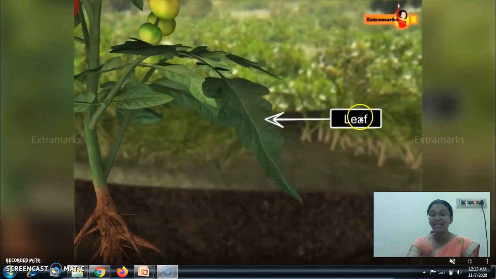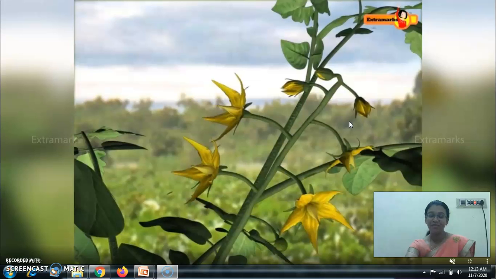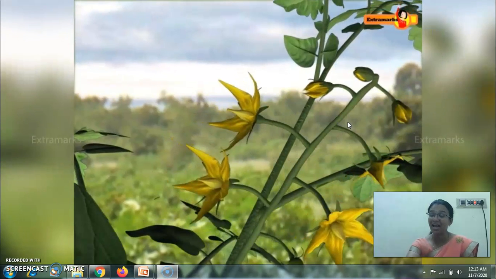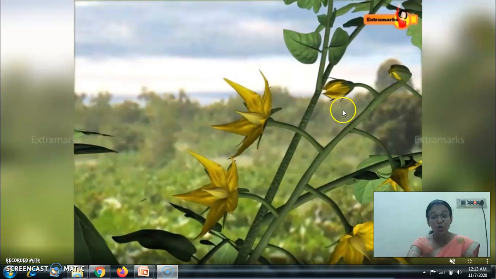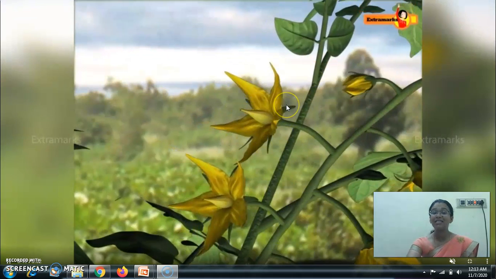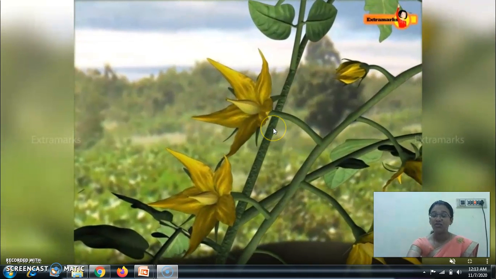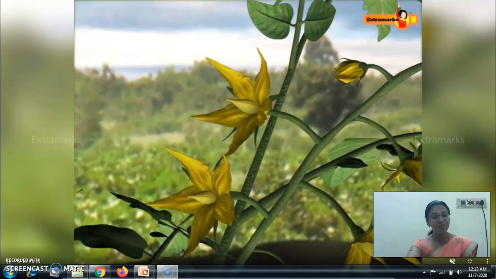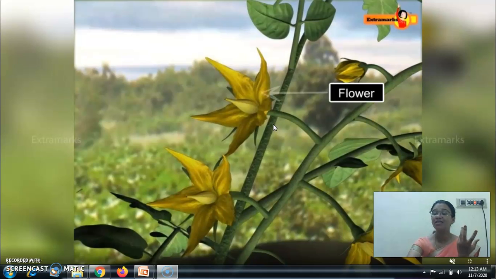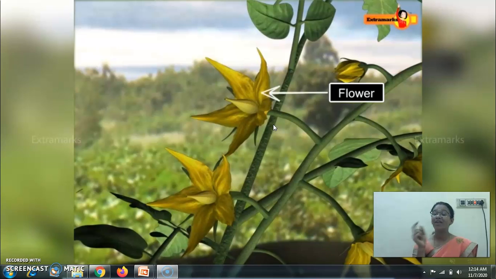And then the third part is leaf, which is green in color. The leaves are green in color and they have what? Chlorophyll in them. And then the next part, what is this? Flower. Flowers are responsible for the fruits. We have two types of plants, children: flowering and non-flowering. Few plants have flowers and few plants do not have flowers. Okay?